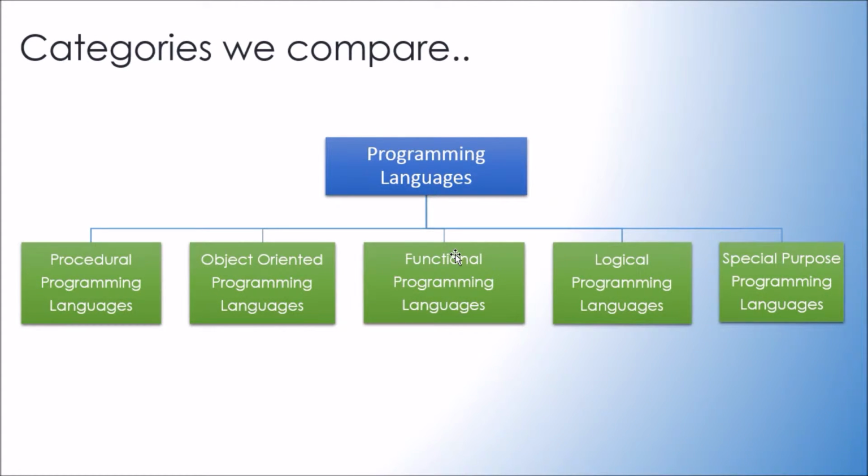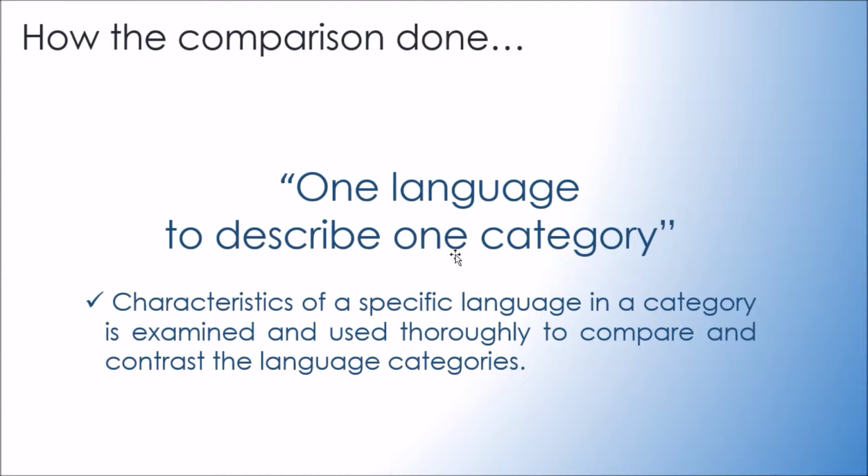There exist different categorizations for programming languages. Here we have taken the categories mentioned below: procedural programming languages, object-oriented programming languages, functional programming languages, logical programming languages, and special-purpose programming languages. How we are going to do the comparison in this tutorial is we are going to choose one language from one category and compare and contrast. Characteristics of a specific language in a category are examined and used thoroughly to compare and contrast the language categories.